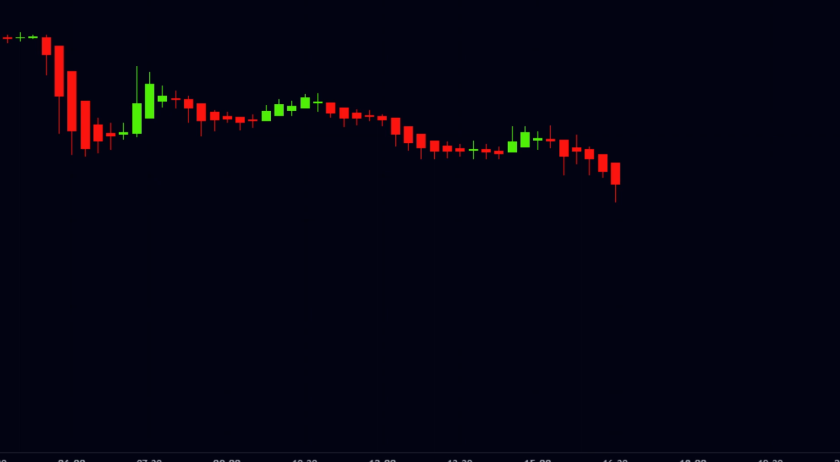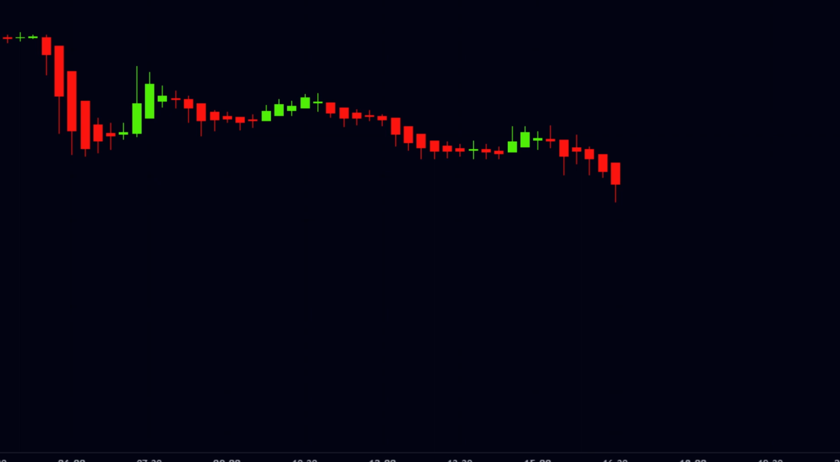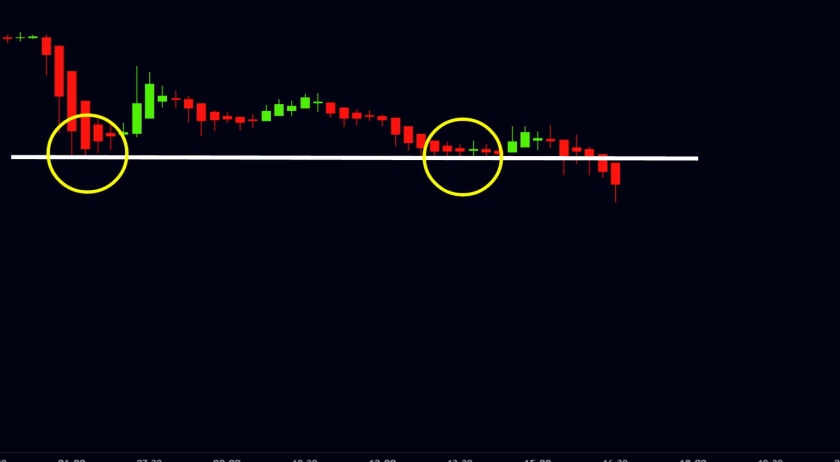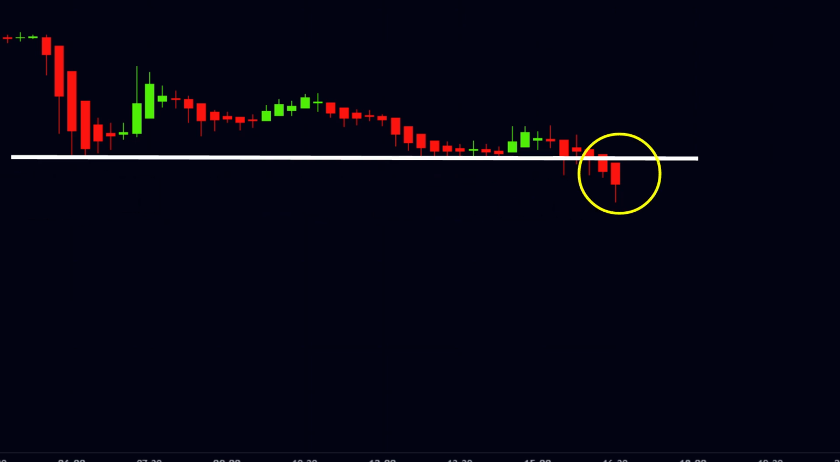Now let us see an example for the sell setup. Here we have the chart of the stock. First, we will find the strong support or resistance level. At this level the price has found support some times, so this is our strong support level. Now here, the price is breaking out of the support level.